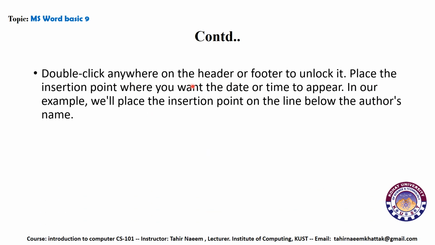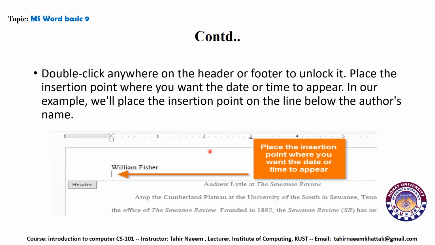So we double click on the header or footer and it will be automatically unlocked. Place the insertion point where you want the date to appear. In our example, we will place the insertion point on the line below the author names. As we can see, when we click on it, the cursor will blink, and here we place it because we want to place the date and time here. As you can see, place the insertion point where you want the date or time to appear.